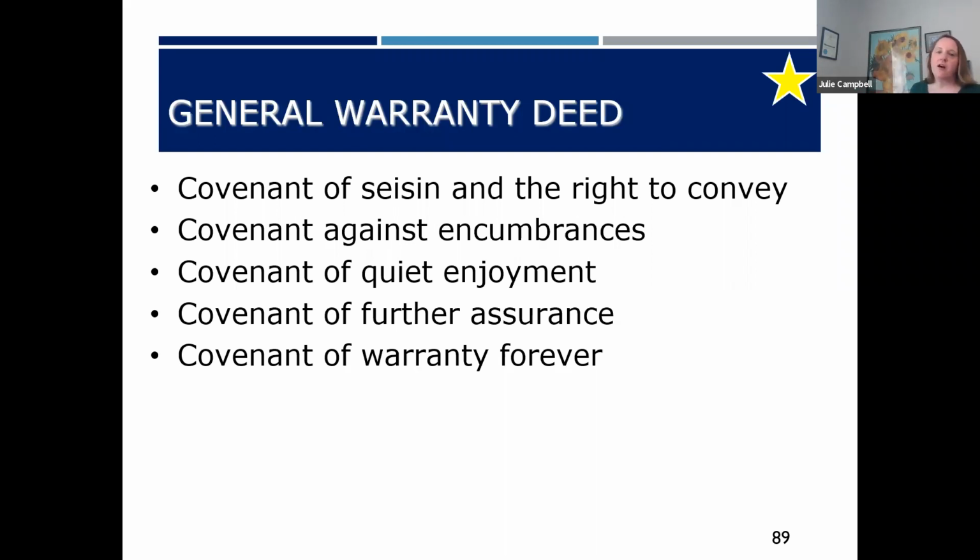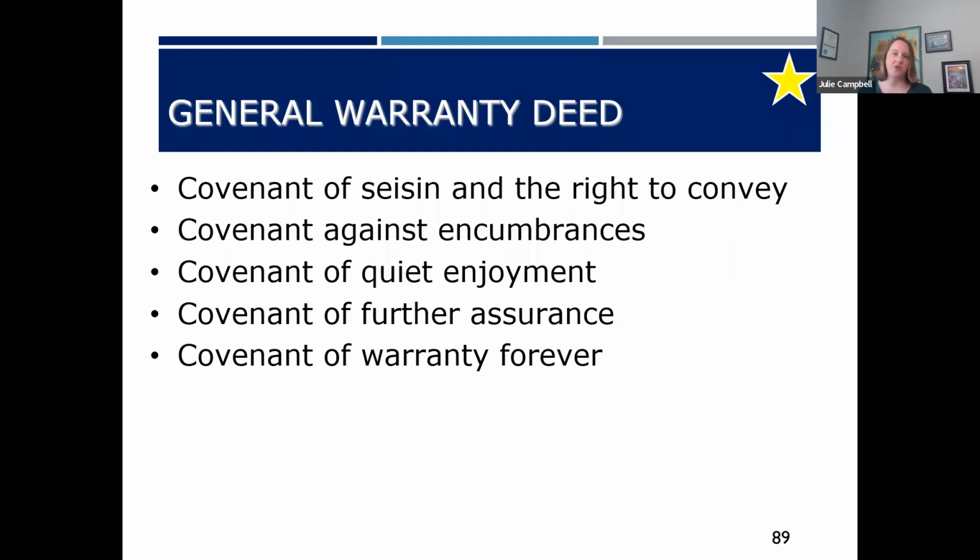And then lastly, we have a covenant of warranty forever. Very similar, this guarantees that if anything ever happens, forever, the grantor is going to make it right. If they can't do it, this is why they have title insurance.